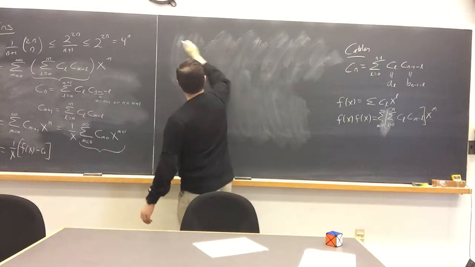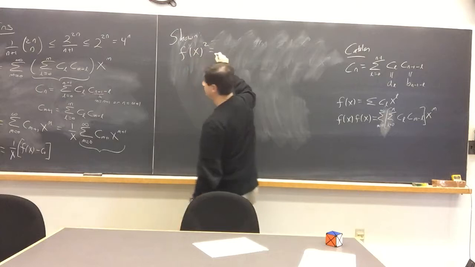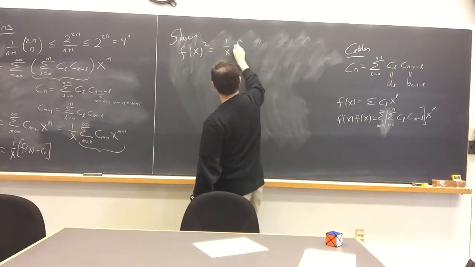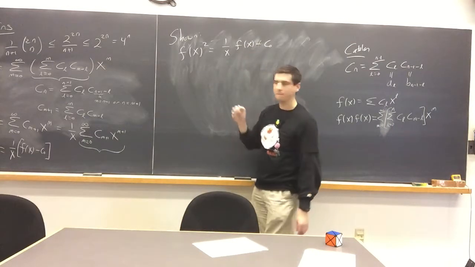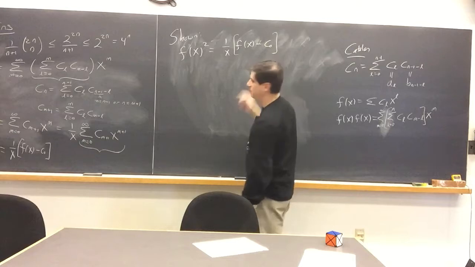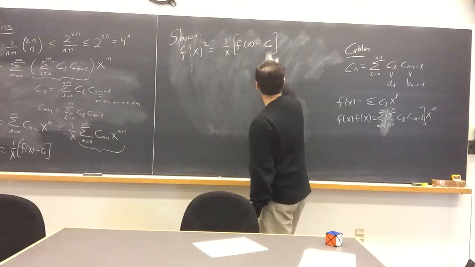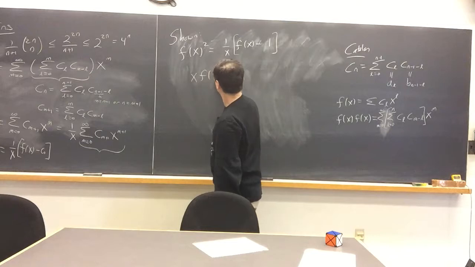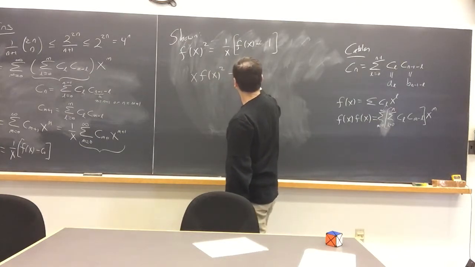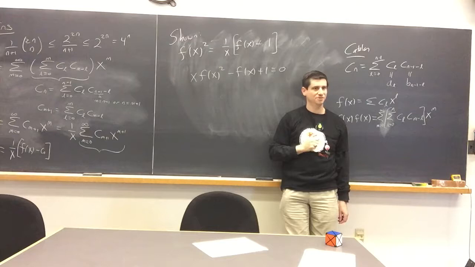So we've just shown that f of x squared is equal to 1 over x, f of x minus c_0. And what does c_0 equal? How many paths are there starting at the corner, ending at the corner? 1. So we can just put a 1 there. So we get x f of x squared minus f of x plus 1 equals 0. What do we do? How do we do this?